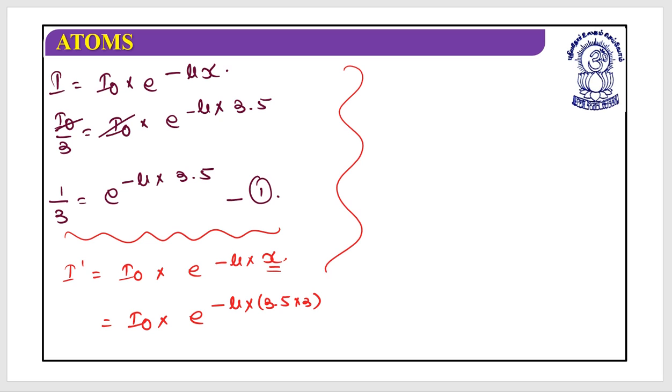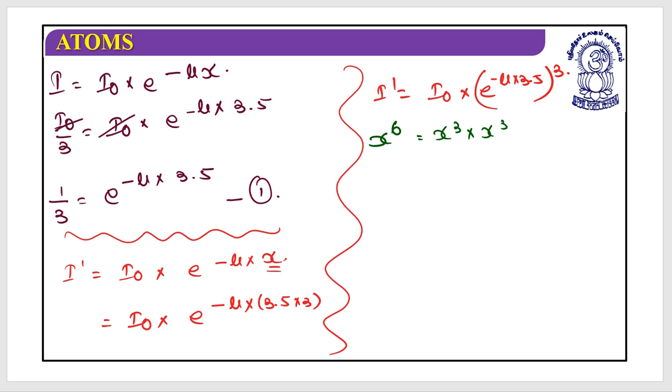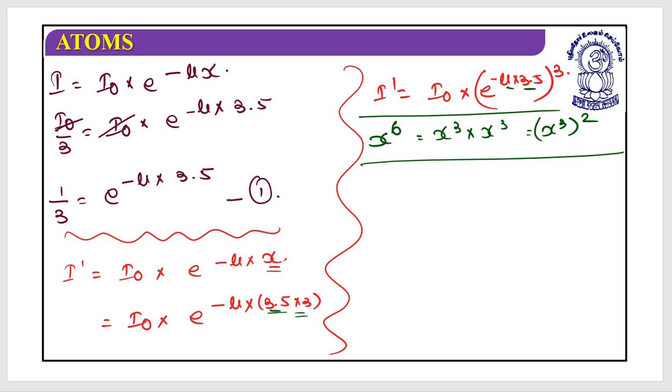Now look at this very carefully. If I have this relation, I can write it like this: I naught into e to the power minus mu into 3.5, to the power 3. If you are a bit confused, let's suppose it is x to the power 6 for understanding purposes. Can it be written as x cube into x cube? Yes. So can I write it as x cube to the power 2? I hope this is clear. Now this 3.5 into 3 could be written as minus mu into 3.5, total power 3.